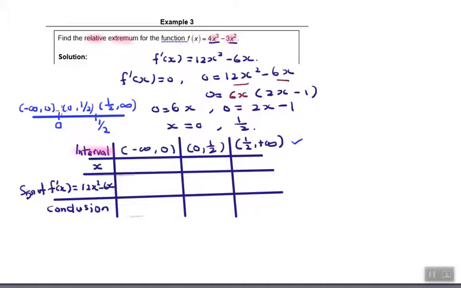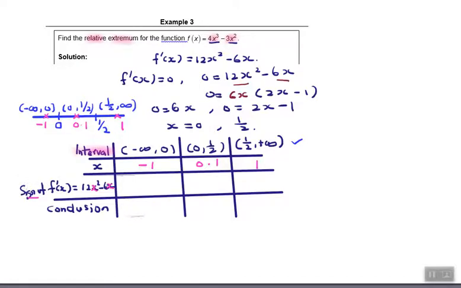Then we randomly pick a value in these intervals. For example, pick a value before 0. We can randomly pick any value, for example negative 1. For 0 to half, we can choose 0.1. And for half to infinity, we can pick 1. Then we substitute these numbers into the first derivative to determine its sign. The exact value is not important.